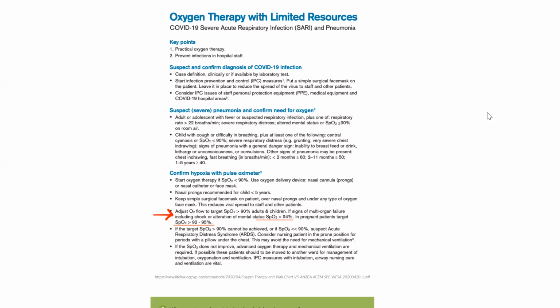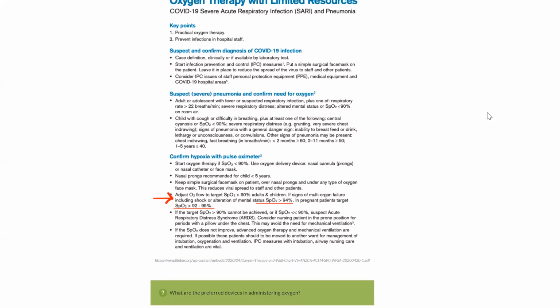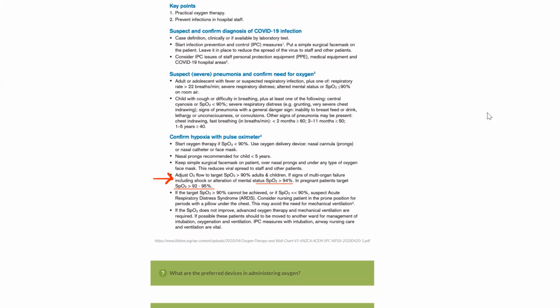So when you have a suspected severe pneumonia and confirm the need for oxygen, so adults or adolescents with fever or suspected respiratory infections plus one of: respiratory rate of greater than 22 breaths per minute, or altered mental status, or saturations of less than 90 on room air. And with a child, now we are doing the definition of severe pneumonia or confirmed case of COVID. So like in a child, what are the signs we're looking for?